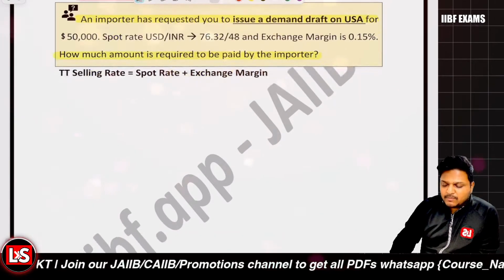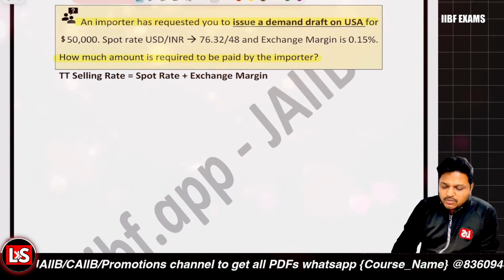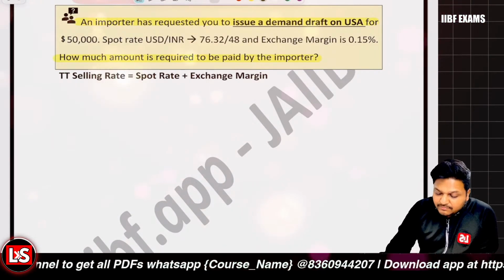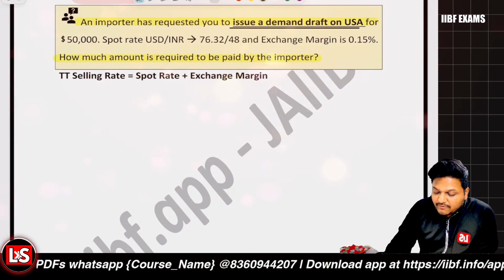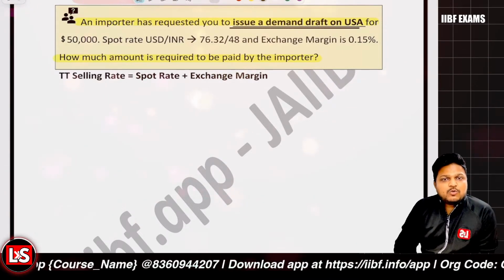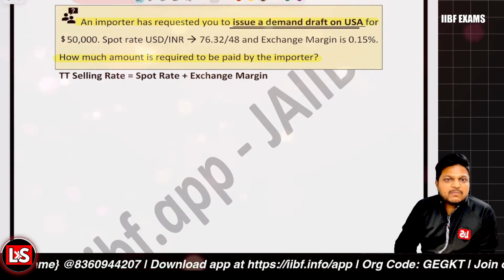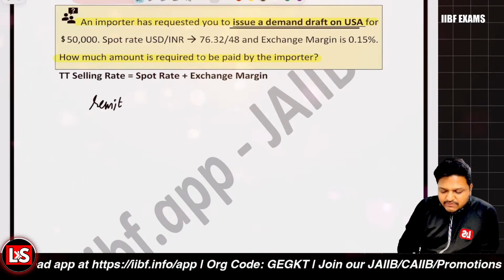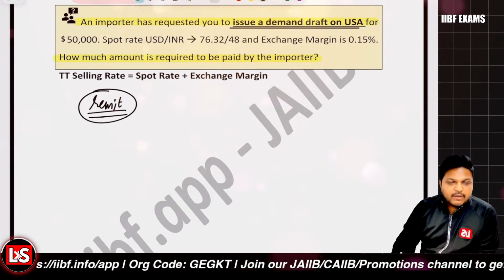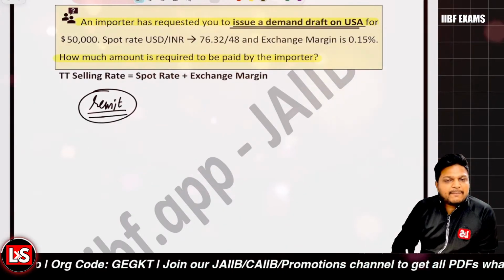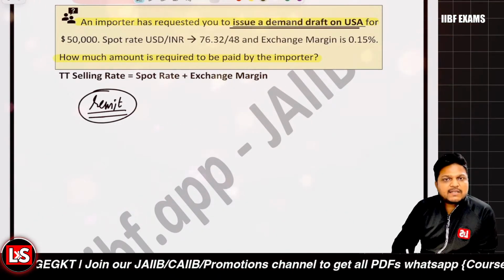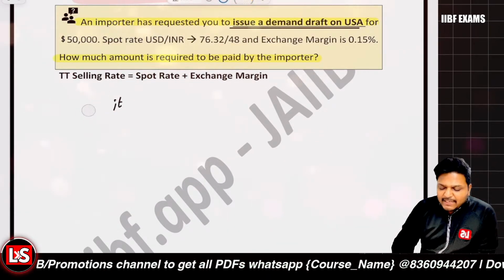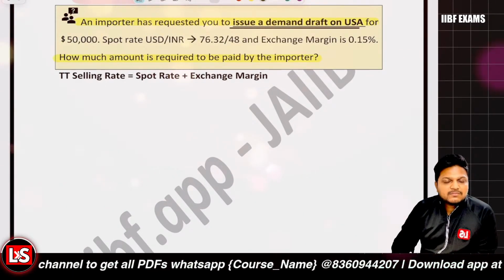Now let's have a look at the case here. The importer has requested you to issue a demand draft. Now you will be able to issue the demand draft when you have the money with you. The same case as when we were to remit the money. Now it's an instant process. Just your account will be debited. You will be given the USDs and that's it. And the amount will be issued as a demand draft or it will be remitted. So what rate would be applicable? There is no delay.